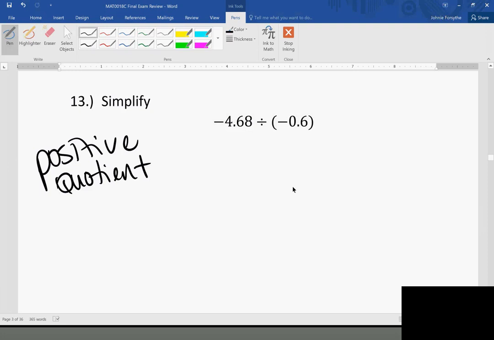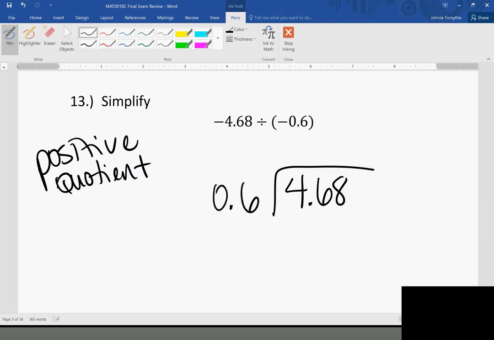4.68, we're going to use long division. That needs to go under the division box, divided by 0.6. Okay, so we need to first move the decimal with the 0.6 one time to make it a whole number. So therefore we need to move it one time here. So the decimal is going to be right there in the quotient. So now we're going to say 46 divided by 6.